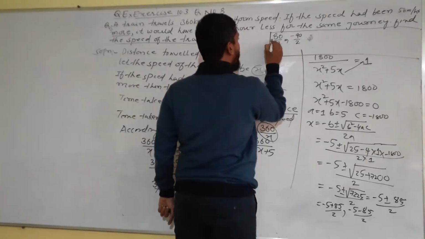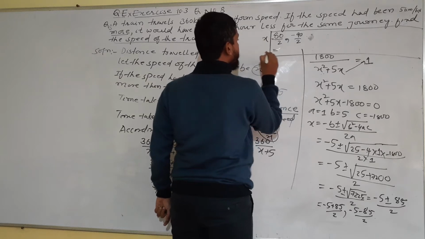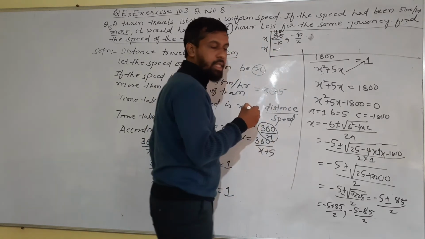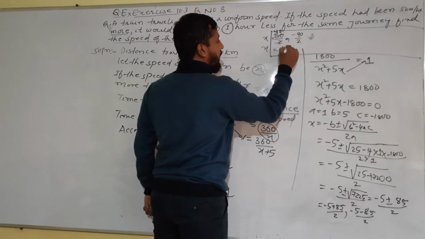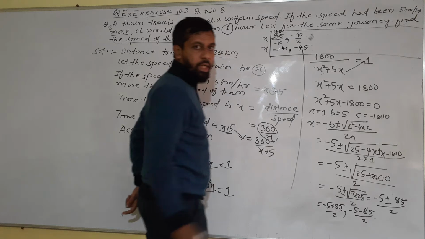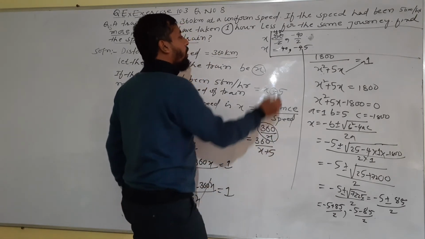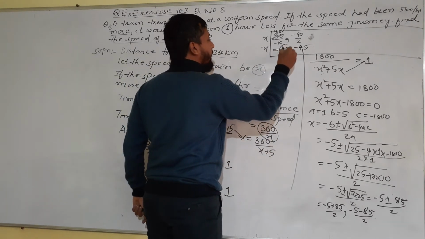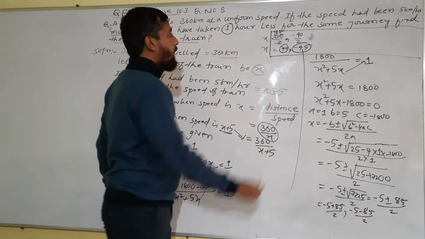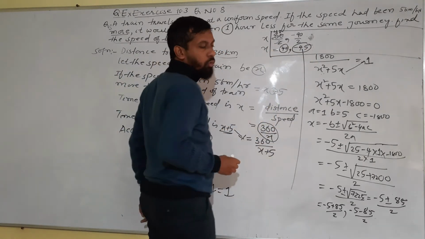I will write it down here. 2 ones are 2, 2 fours are 8, 0 as it is. So this will be 40, comma, minus 90 divided by 2, minus 45. Now we have to consider the positive value, we have to neglect the negative value. Okay. So x is equal to 40.